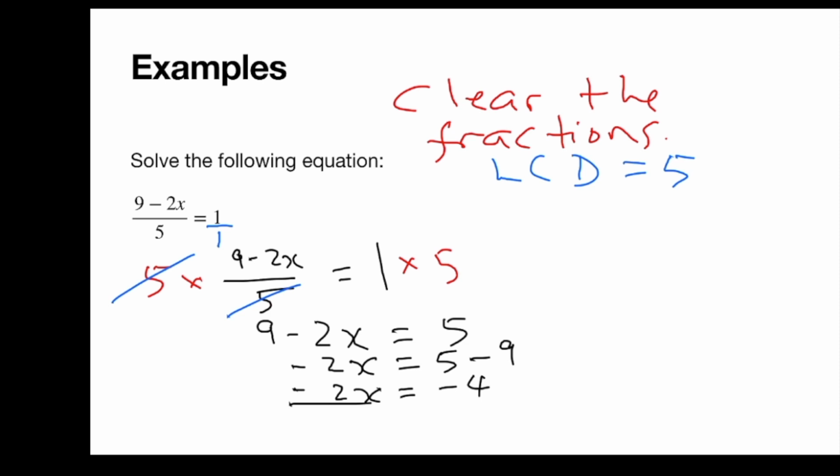Then divide by the minus 2 both sides. Divide by negative 2 both sides. So the minus 2 will cancel out. And so we will get x is equal to 2.